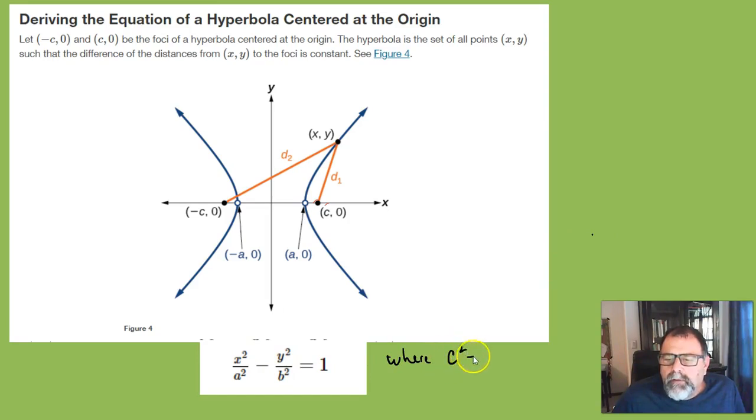C squared is A squared plus B squared. Okay, so again, I encourage you to read through the textbook. Look at how they derive it. It's not some magical thing that came out. It's just applying the definition, using the distance formula, and some algebra.